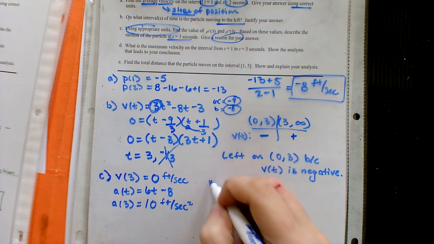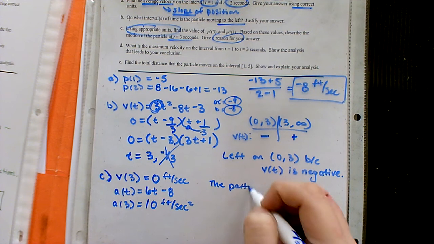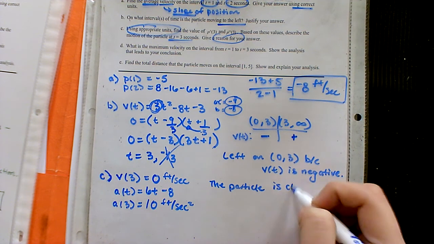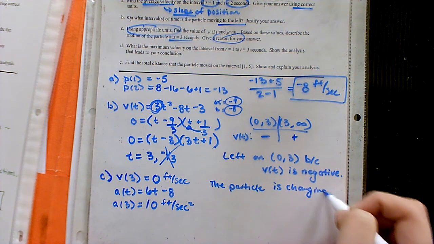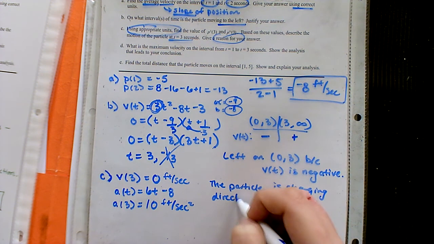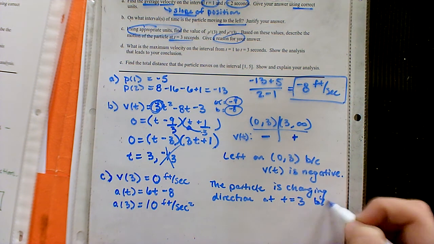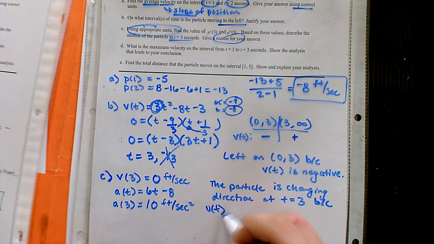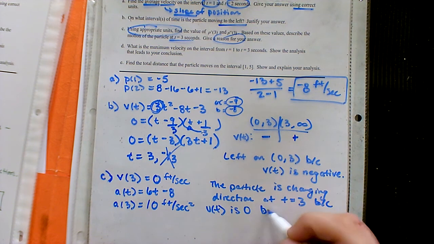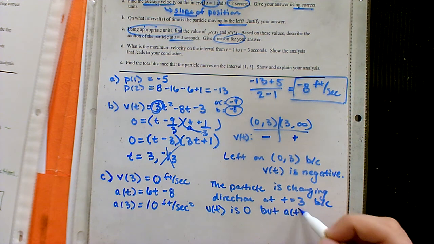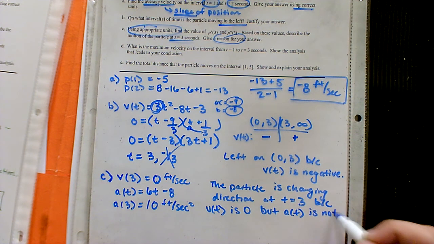Okay, so we'll say the particle is changing direction at time 3 because velocity is 0, but acceleration is not.